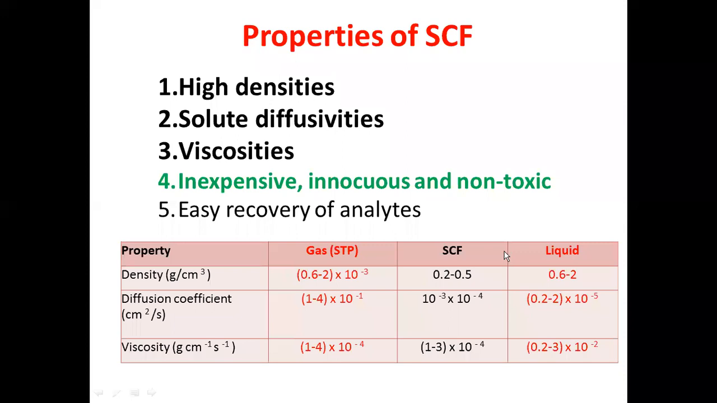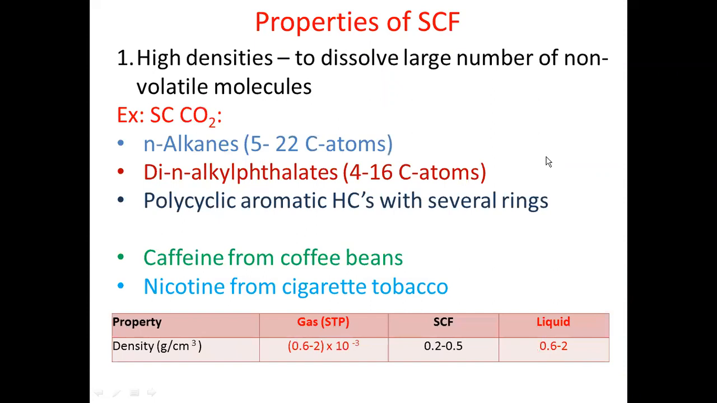So supercritical fluids have higher densities, lower diffusion coefficients than gaseous species, or higher diffusion coefficients than liquids, and viscosities which are in the same order of magnitude when compared to gaseous species, but lesser when compared to liquids. Therefore, these properties make the supercritical fluids advantageous fluids.